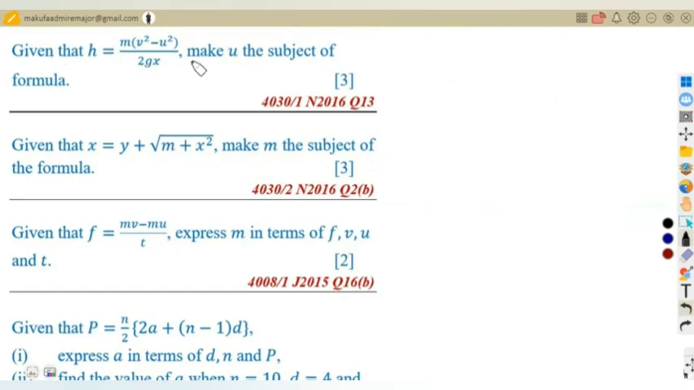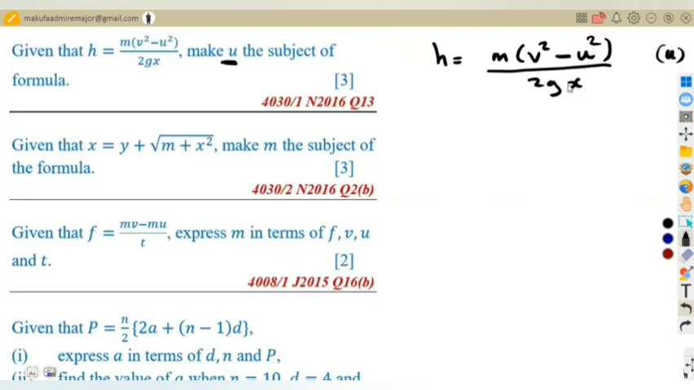And the other part, make u the subject of the formula given that h is equal to m into v squared minus u squared, everything over 2gx. And we're asked to make u the subject, which is hidden inside of this bracket. So here we can expand our brackets so that we can get rid of that u that is hidden in the bracket here. Look where the u squared is inside. So you can just remove our fractions, cross multiply 2gx times h. We are going to obtain 2gxh, which is equal to 1 times m. That is going to be m into v squared minus u squared.